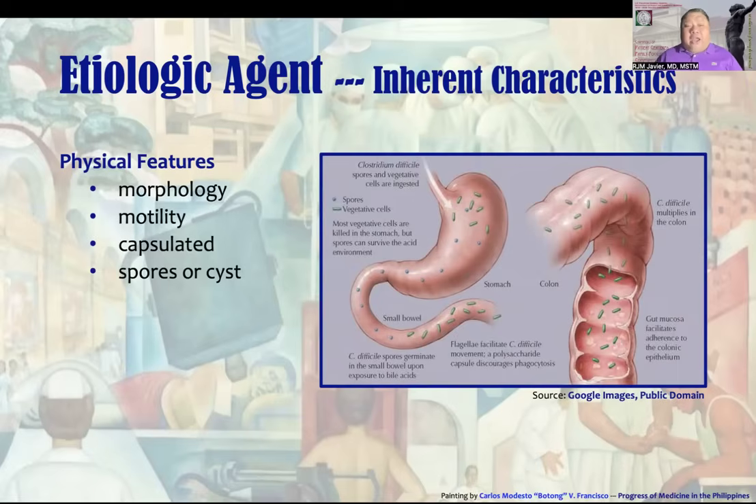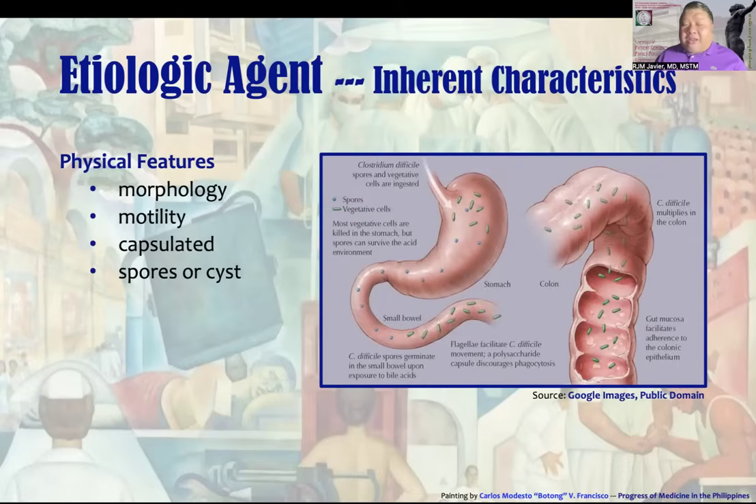For example, when we're talking of morphology, there could be the presence of certain structures that would cause this bacterium or this etiologic agent to be more virulent. Presence of your cilia or your flagella could also be a factor in the disease causation. Capsules sometimes protect your bacteria from infections.